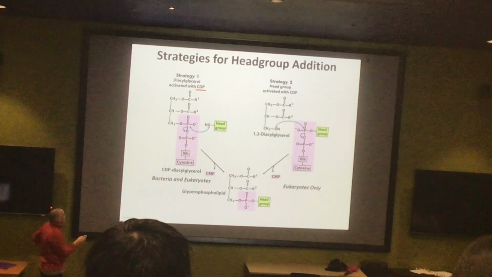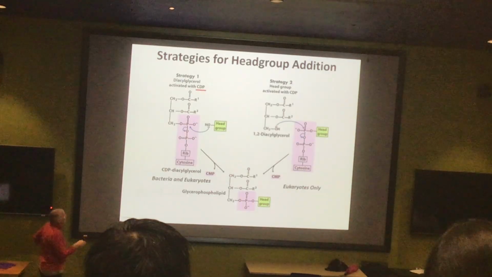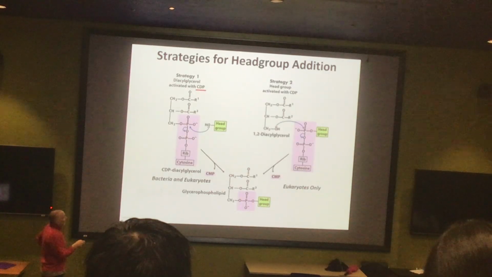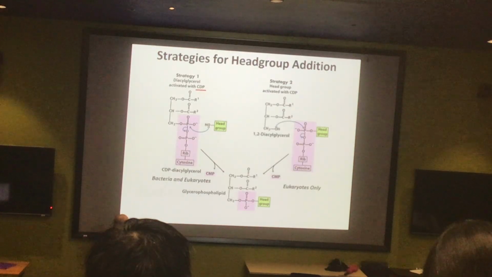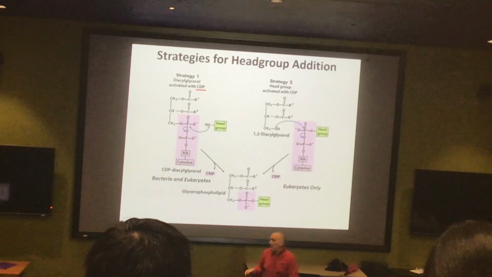So this was originally phosphatidate. We've attached the CDP group to it. We have a head group that has a hydroxyl group in it. And here we go. This is strategy number 1. Found both in bacteria and in eukaryotes.